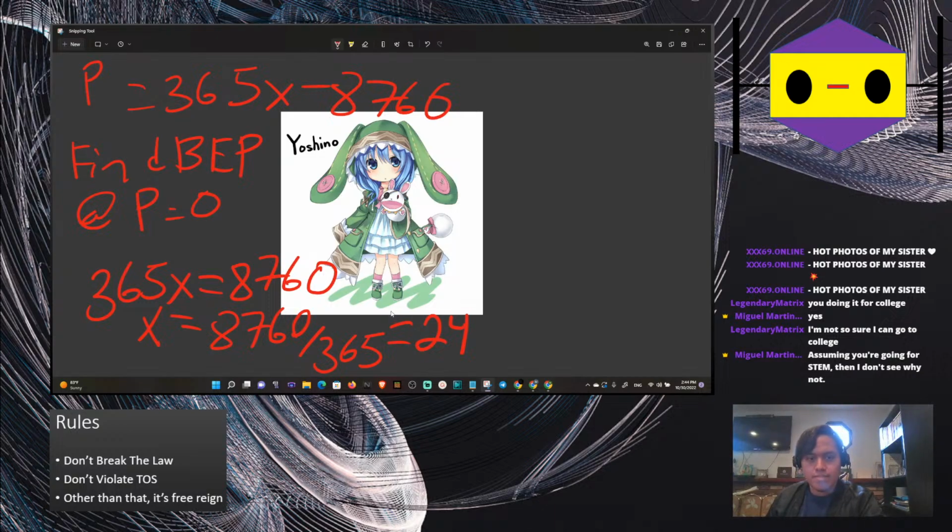Okay, let's see here. So for break-even point, always put P at 0, right? Profit is equal to 0 is break-even point, yes. That way you don't lose, but you don't gain money in the long run.